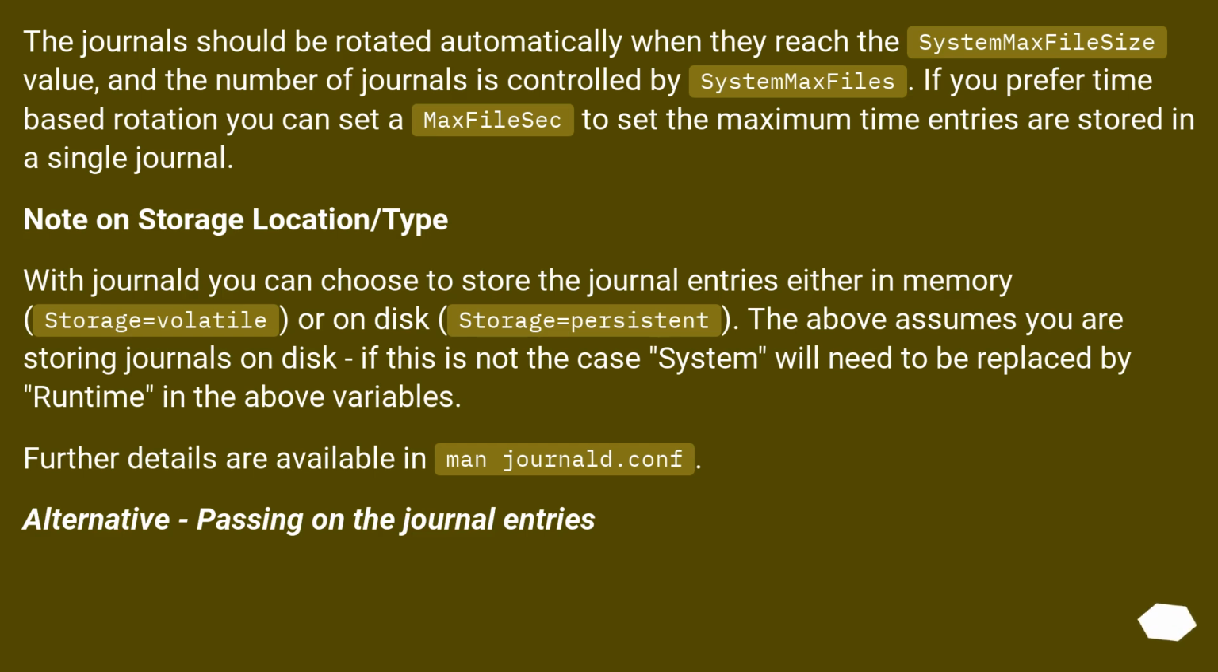Note on storage location/type. With journald, you can choose to store the journal entries either in memory, Storage=volatile, or on disk, Storage=persistent. The above assumes you are storing journals on disk. If this is not the case, System will need to be replaced by Runtime in the above variables. Further details are available in man journald.conf.